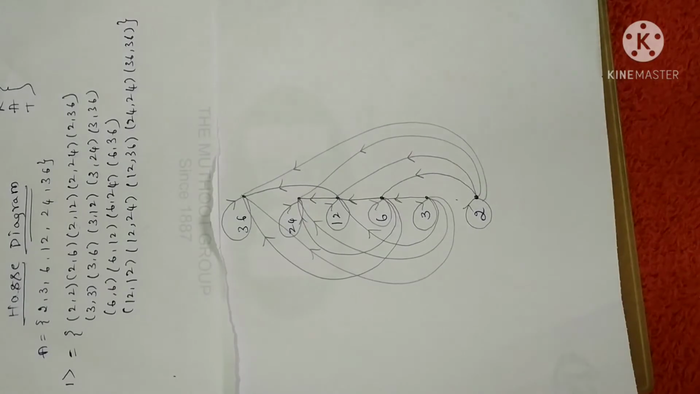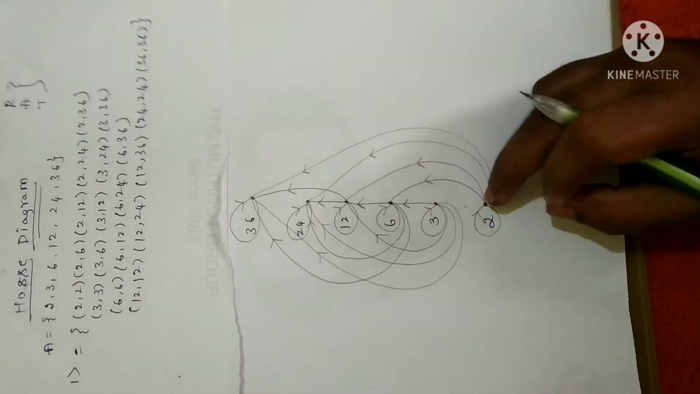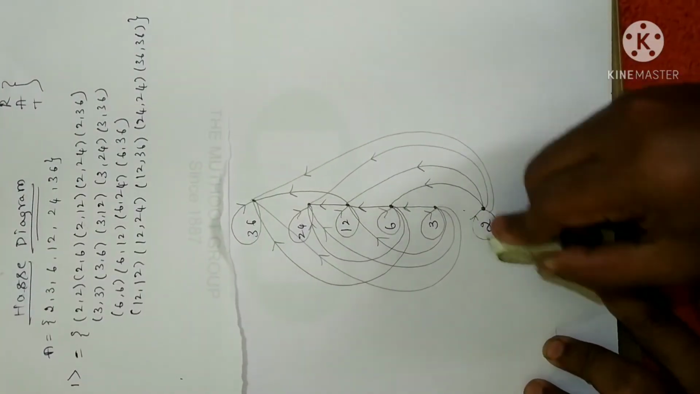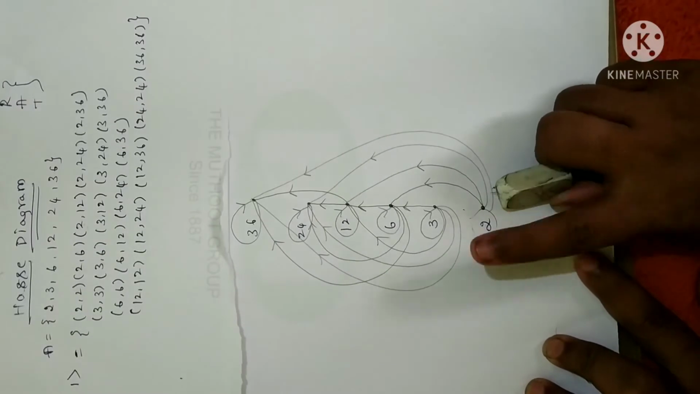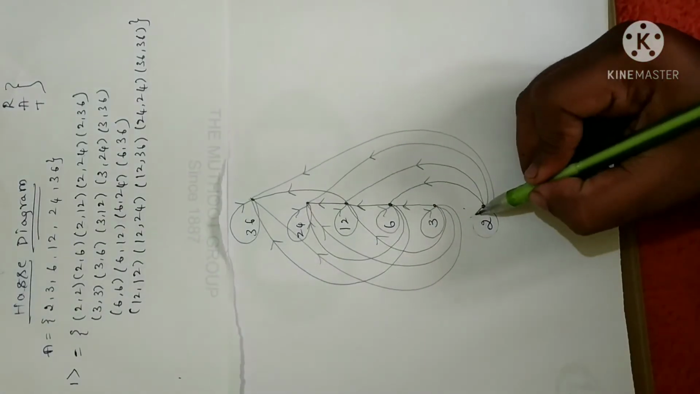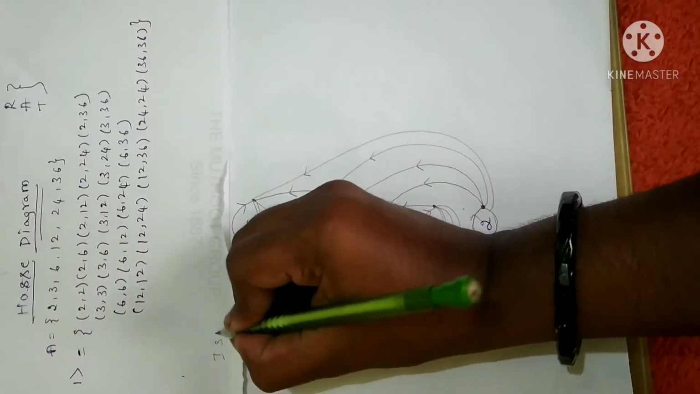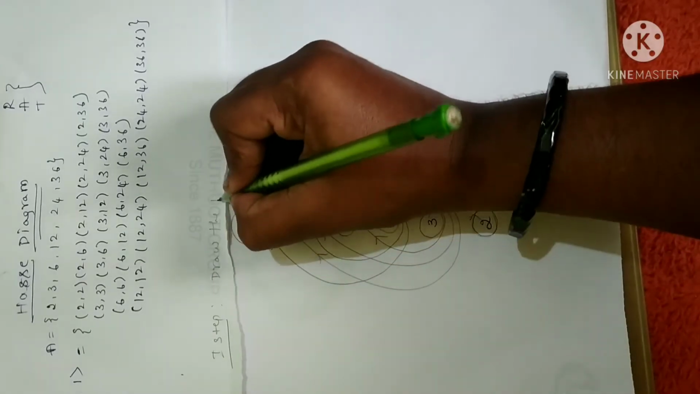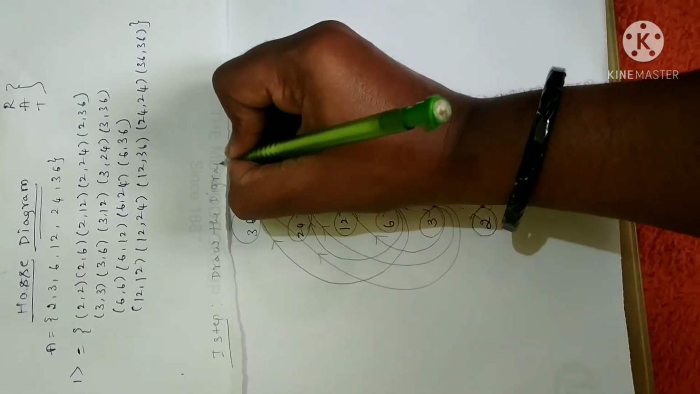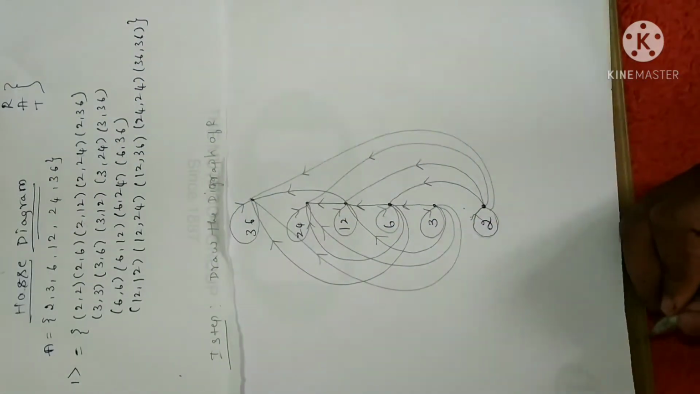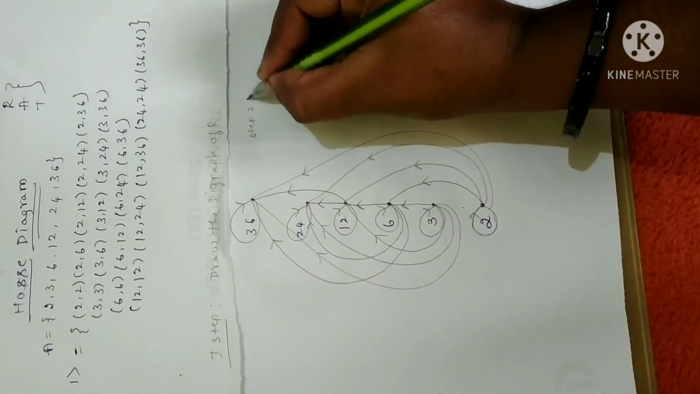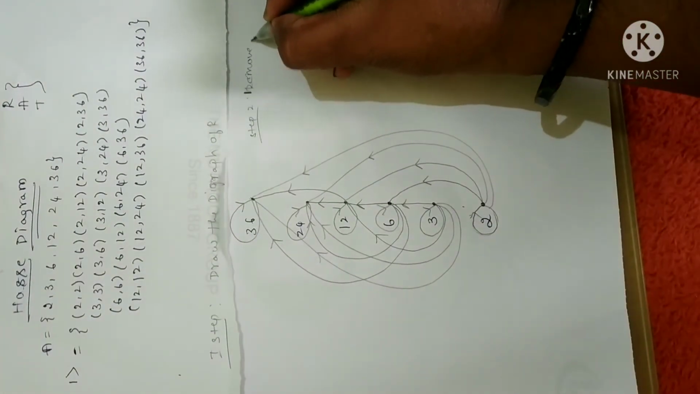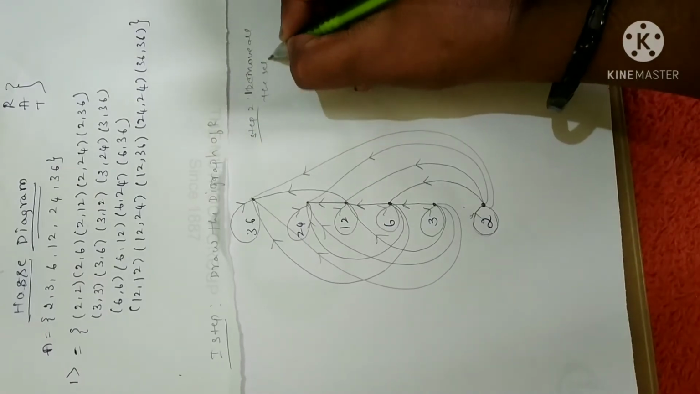Now as per the procedure of the Hasse diagram, first we have to remove all the self loops. See here, I am going to remove all the self loops. No need to write again, but while writing in the exam, you have to write like this. First step, draw the digraph of R. Second step, remove all the self loops.